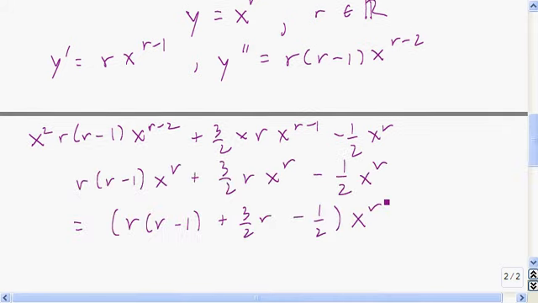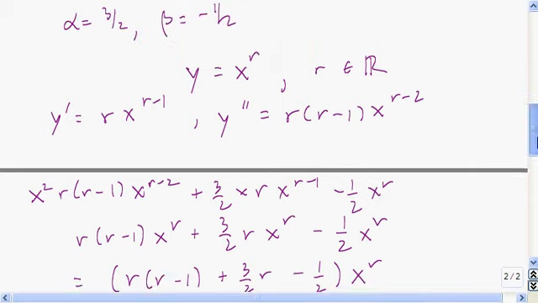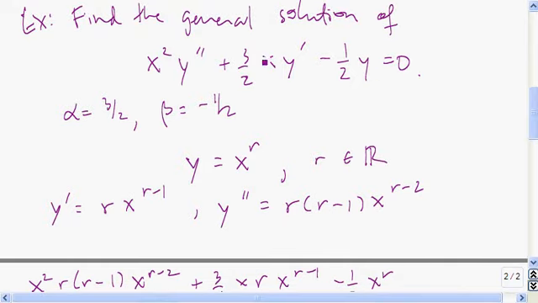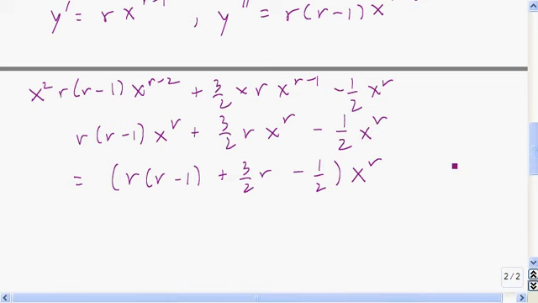All right, so in the end, you should get r times r minus 1 plus 3/2 r minus 1/2, times x to the power of r. Again, that came from plugging x to the r into the left side of this differential equation. So that means that x to the r will be a solution if that quantity is 0. So this whole piece here should equal 0.